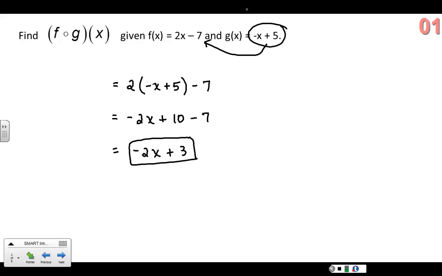Since g of x is what we're putting in, there's no restriction on either domain here, so my domain would still stay all real numbers. But this is the composition, f of g of x, negative 2x plus 3.